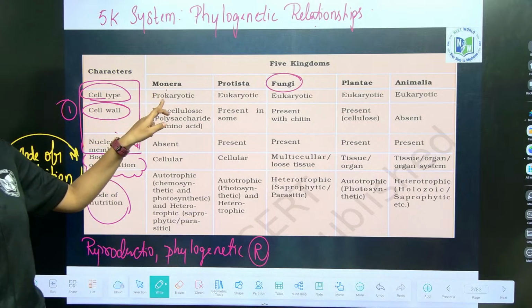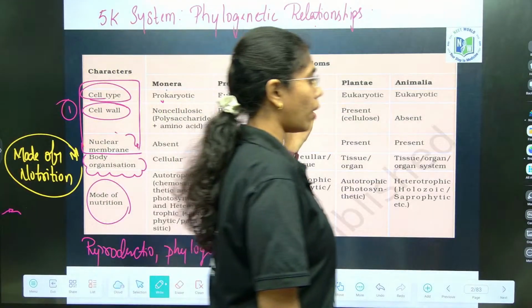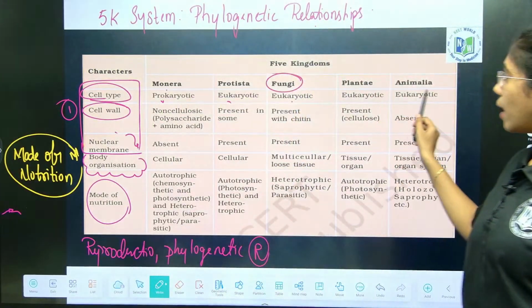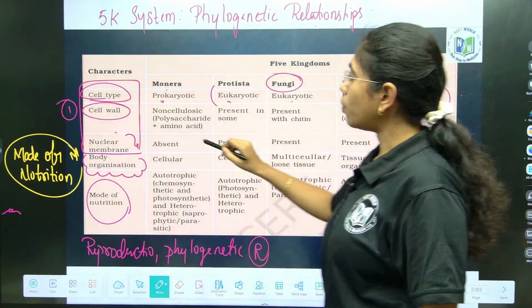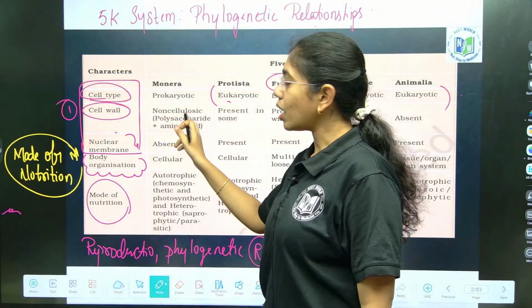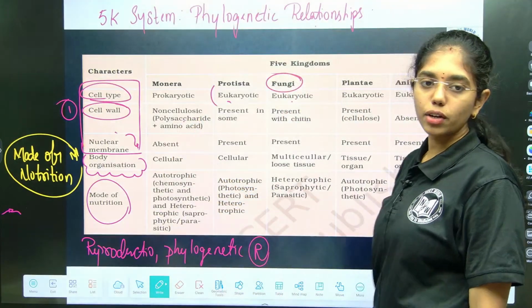In Monera it is what type of cell? Prokaryote. Protista, eukaryotic. Fungi, Plantae, Animalia, all eukaryotic from here. Cell wall is non-cellulosic, which has polysaccharides and amino acids.